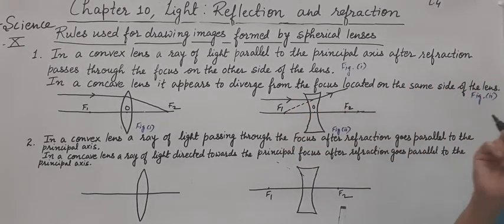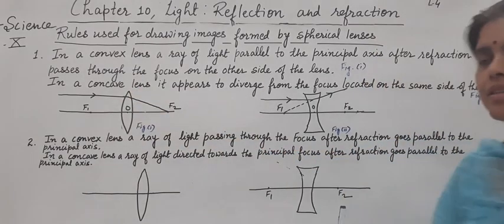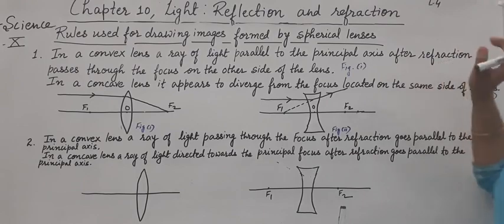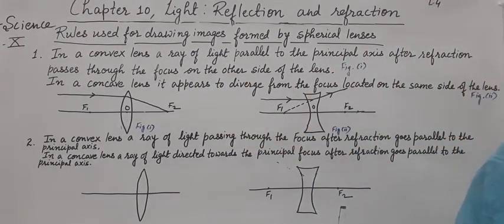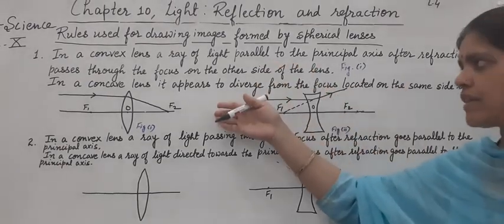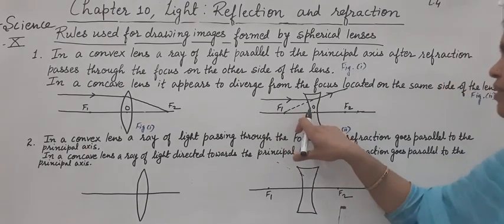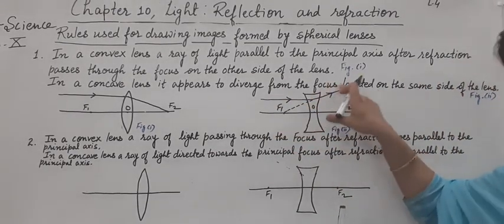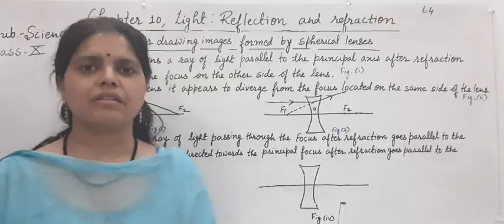So this is the first rule, that when a ray passes parallel to the principal axis, then after refraction it passes through the principal focus. In case of a convex lens, it passes on the other side of the lens, or in case of a concave lens, it appears to diverge from the focus located on the same side of the lens.